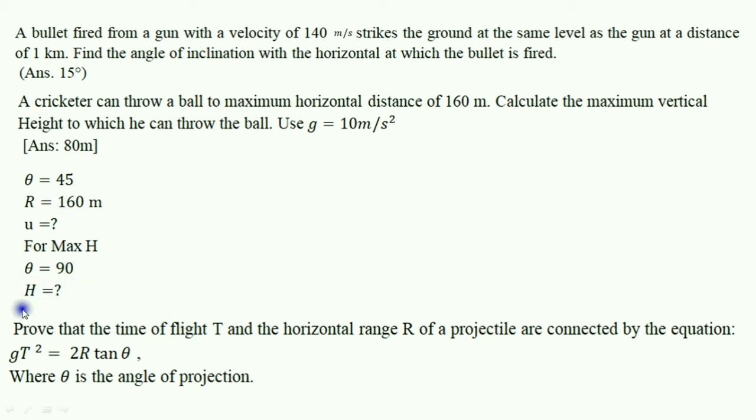So this is the last question. Prove that the time of flight t and the horizontal range r of the projectile are connected by this equation. So write the formula for time of flight and write the formula for range. As we need t square, square the equation for time of flight and divide t square by r, then you'll find this expression.